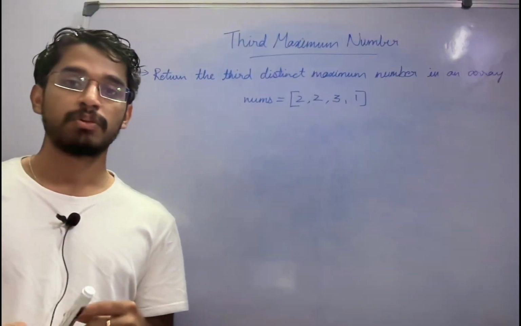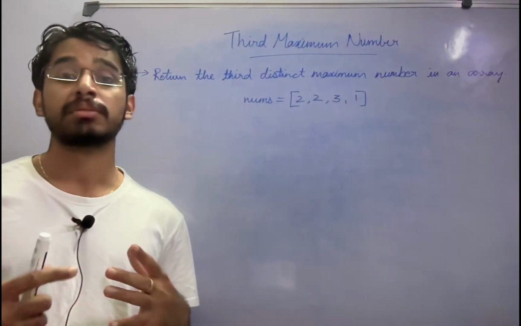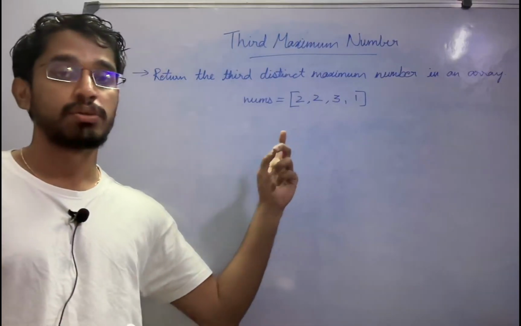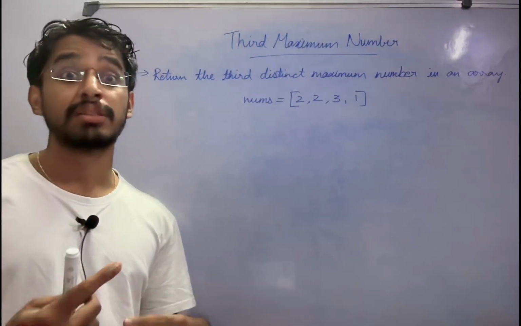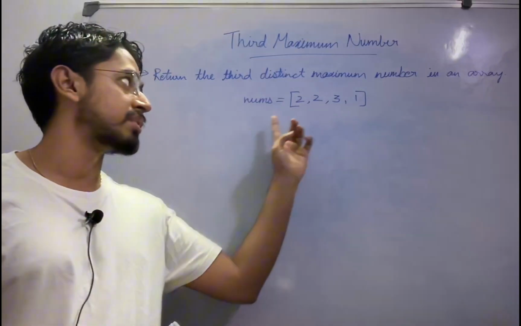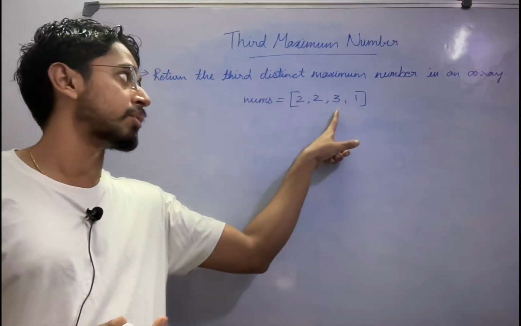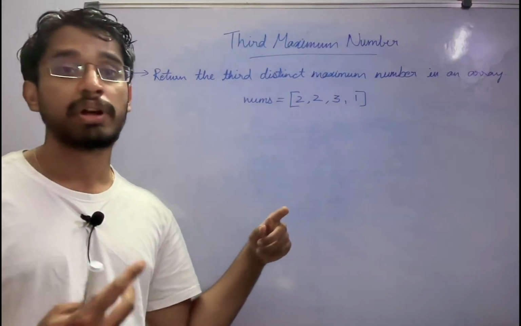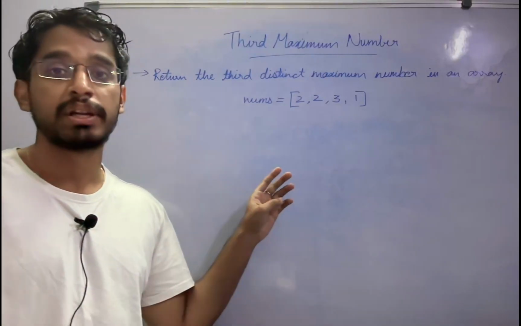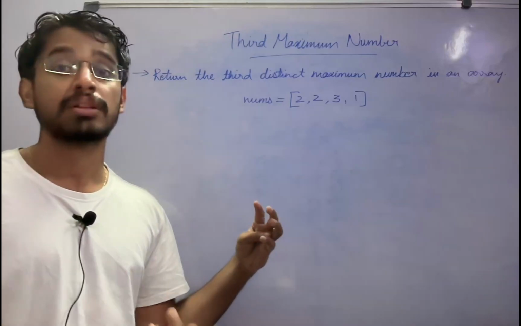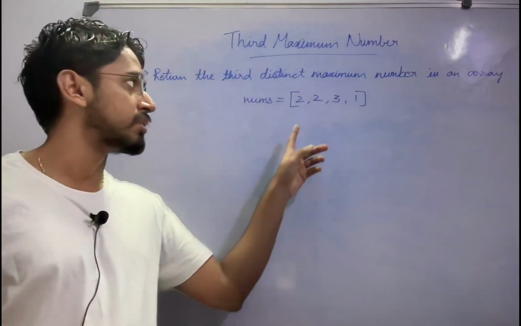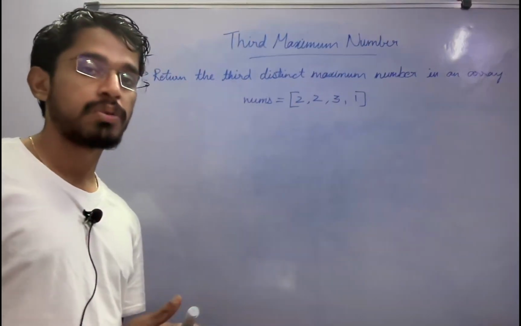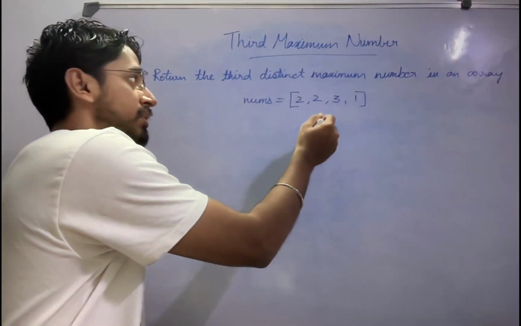This is a problem where we need to calculate the third maximum number in a given array. You see that this is an array, so we need to calculate which number is the third maximum. If you see this array, the first maximum is this 3, the second one is 2. Note that there are also duplicates within this array, so we don't have to take the duplicates into account. We just need to calculate the third maximum number. You see that 1 is the third maximum number, so we just need to return 1 at the end, since 1 is the third maximum.